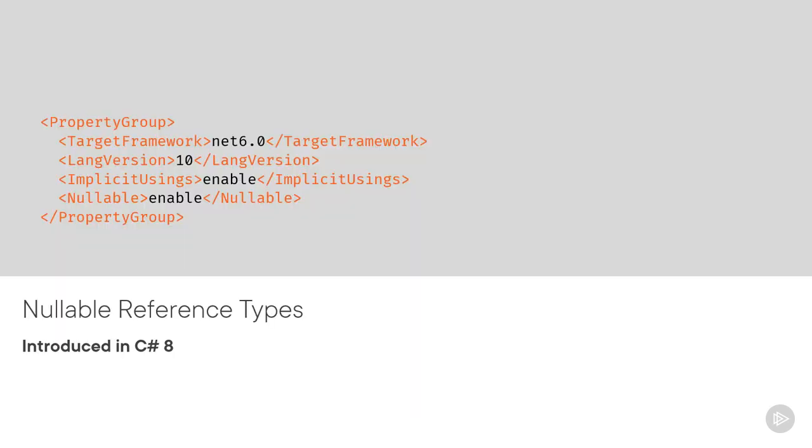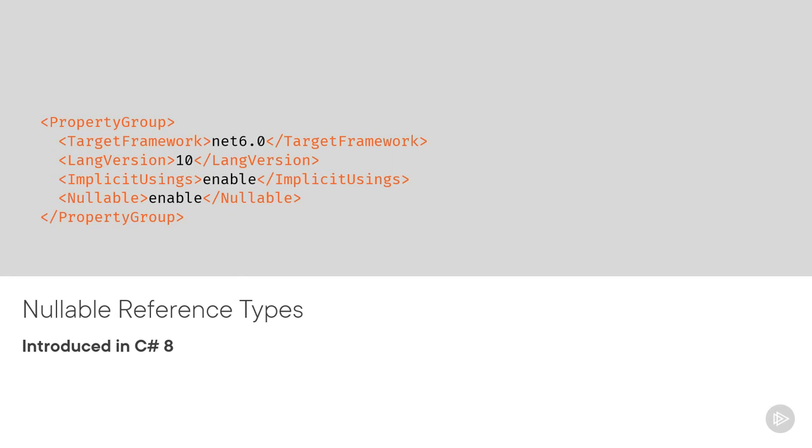Nullable reference types were introduced in C# 8, and before that, all reference types allowed null. But now, with this feature turned on, a reference type must be explicitly declared as nullable. By default, a reference type would be non-nullable. To enable null reference types in your project, add the Nullable Enable setting to the property group section of your CSPROJ file. If you create a new project with .NET 6, this option will be set for you.